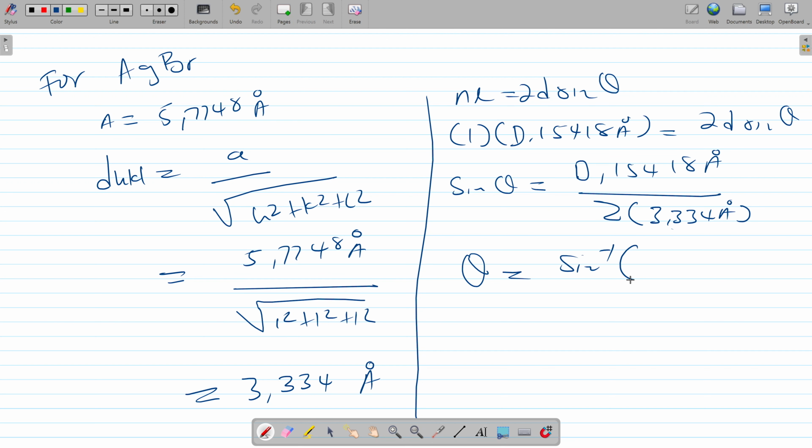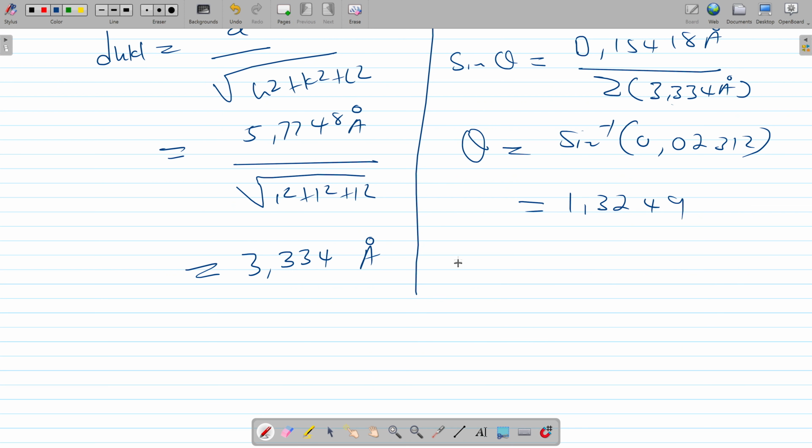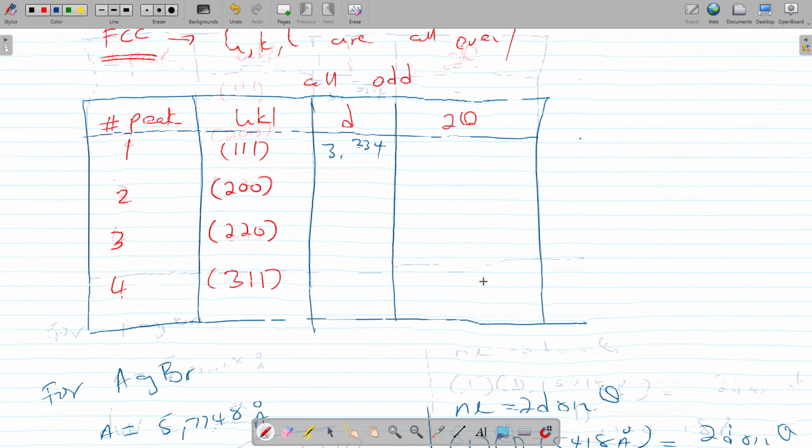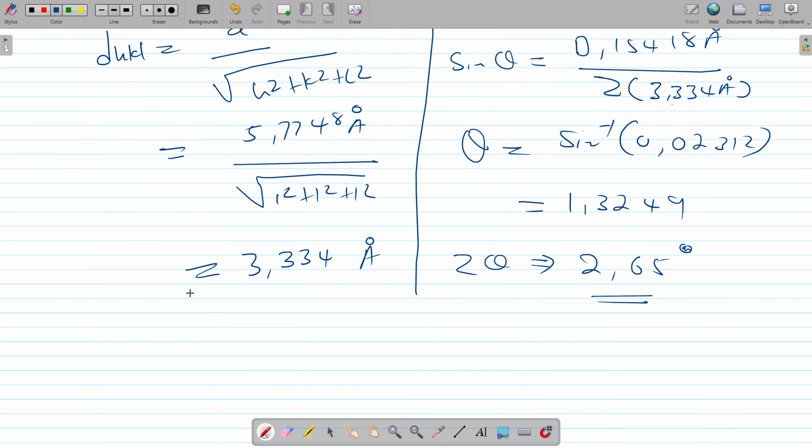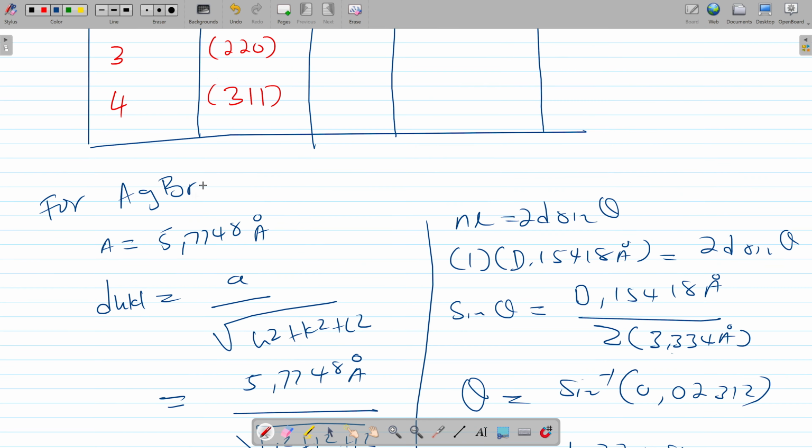I put this one into a calculator. I have 0.02312. I'm going to say the arc sine of this is going to be 1.3249. And we're going to multiply that by 2, because if you remember correctly, we are looking for 2 theta, not theta. So 2 theta is going to be this multiplied by 2, which is going to be 2.65 degrees. That's our first value, 2.65. I'm going to go up here and say 2.65. That's our first 2 theta value. Okay, please remember that these calculations are for the first compound here, which is silver bromide, this one here.